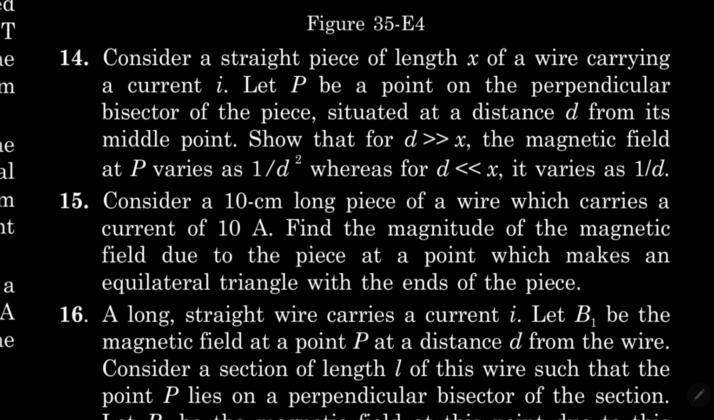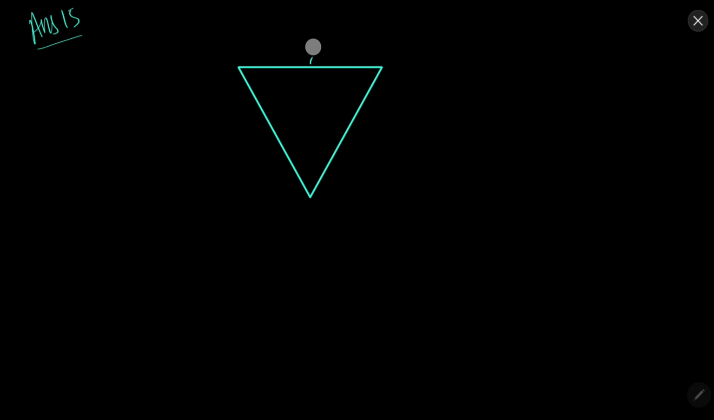In 15, find the magnitude of the magnetic field due to a piece at a point which makes an equilateral triangle with the ends of the piece. Solution 15. So 30 degrees, 30 degrees. Let this be O, A, B, P. So ultimately this is the figure that we have.